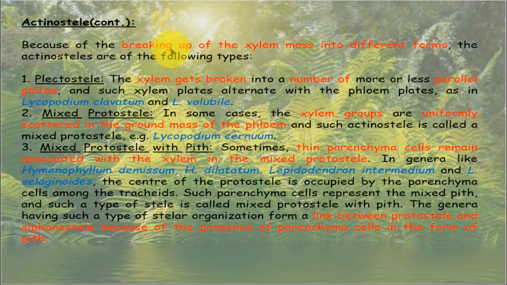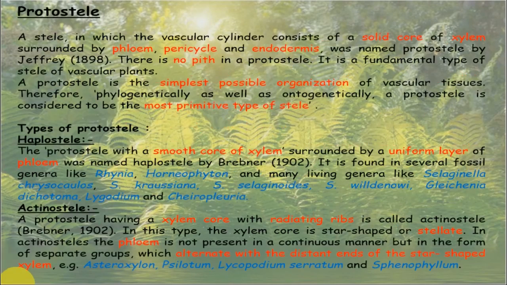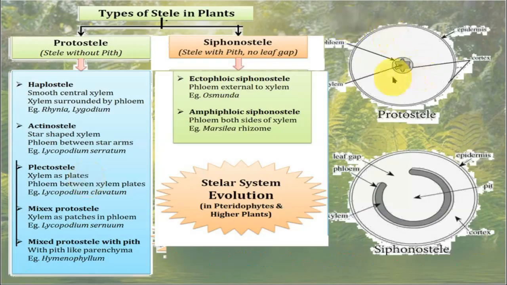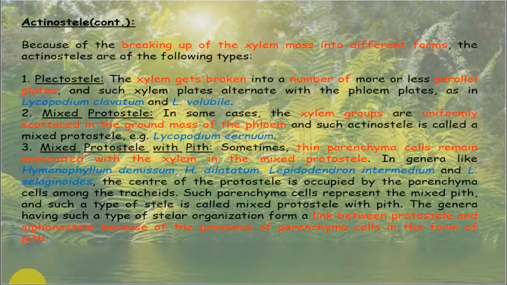Because of the breaking up of the xylem mass into different forms, the phloem is present in alternating bands. When xylem is star-shaped, actinostele is further differentiated into three types that are plectostele, mixed protostele, and mixed protostele with pith. In plectostele, xylem gets broken into a number of more or less parallel plates, such that xylem plates alternate with phloem plates.